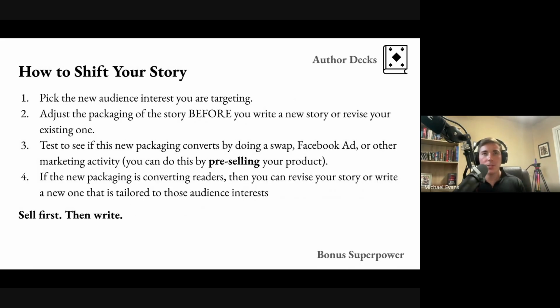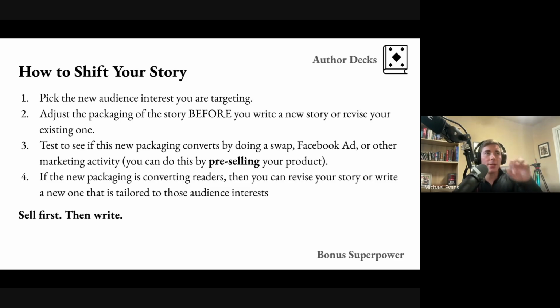So the first thing I want you to do is think audience first. Pick the new audience interest you are targeting, because you kind of need to know who you're writing for to an extent. But who you're writing for doesn't mean you know the marketing persona of they wear these clothes and they talk this way and they live in these states and are this age. Like, no, no, no, no. It's more so what are they interested in? What stories are they interested in? What movies do they like to watch? What creators do they follow? Then adjust the packaging of that story before you write a new story or revise an existing one.